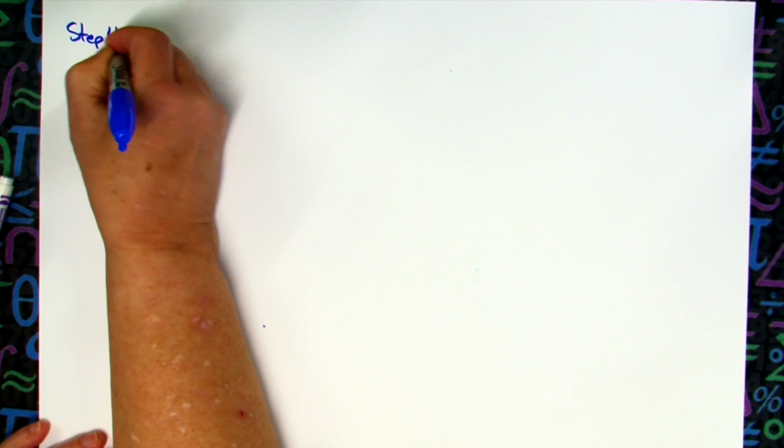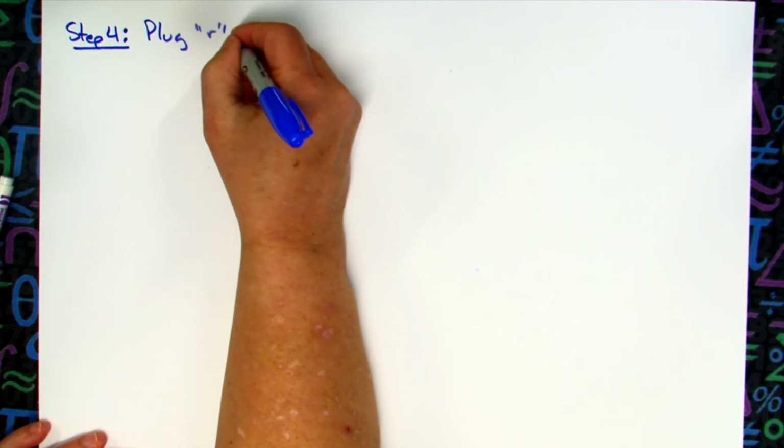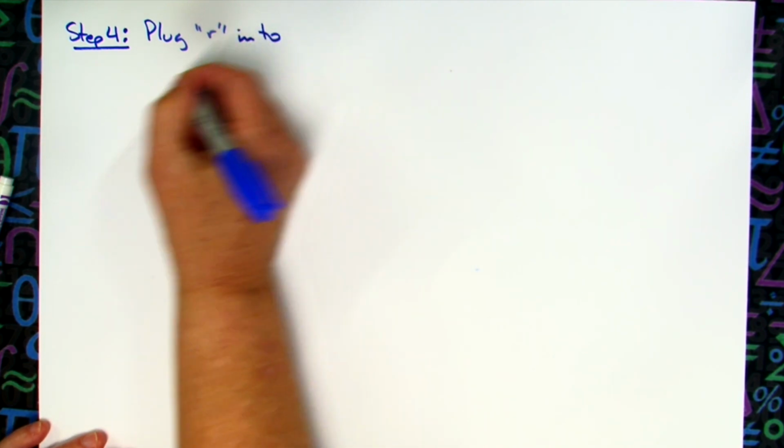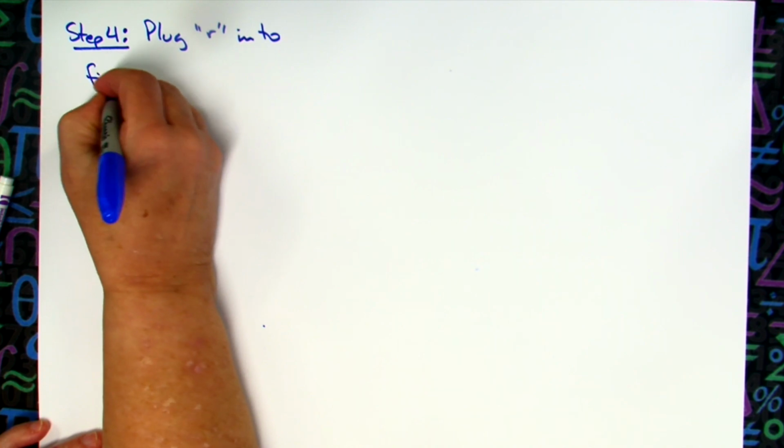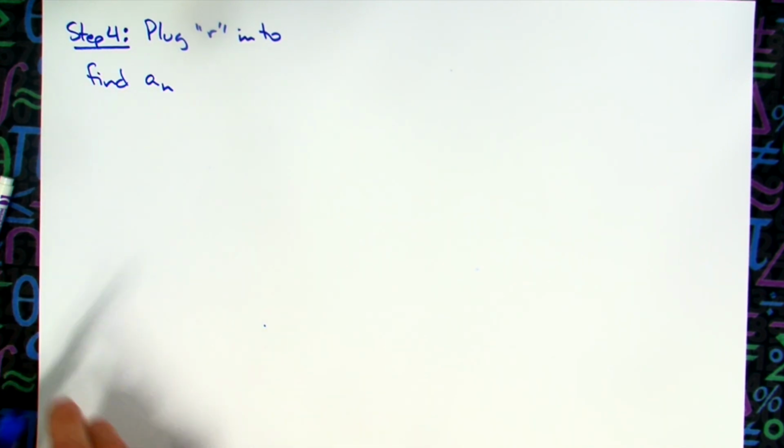Okay, so step 4. I'm going to plug the r number that I just found in to find my a sub 1. Plug it in to find a sub 1. Oops, and I wrote a sub n. I really meant a sub 1.